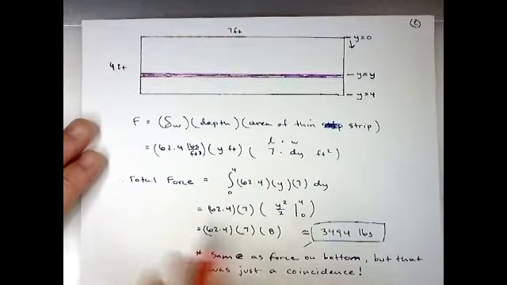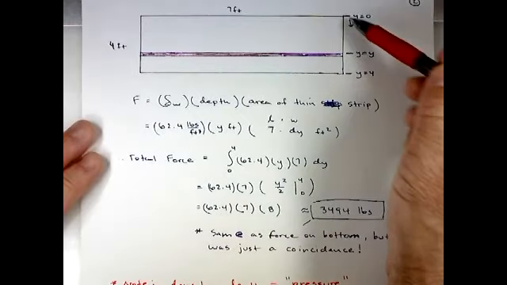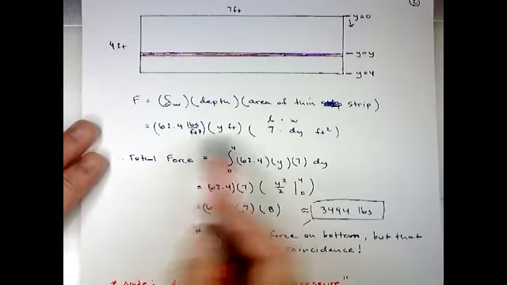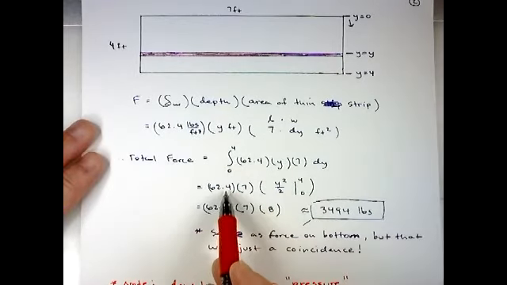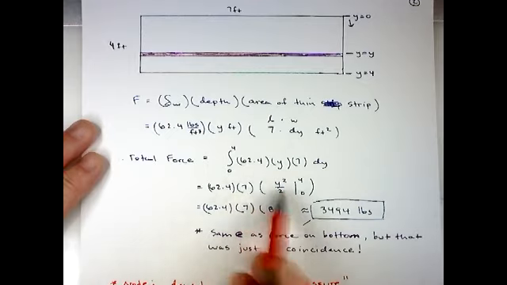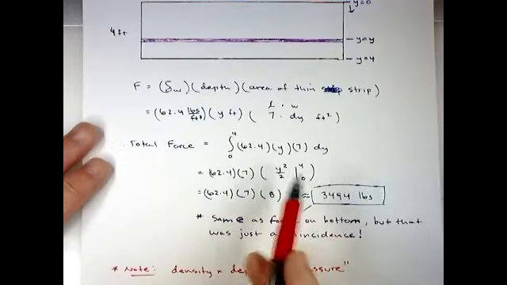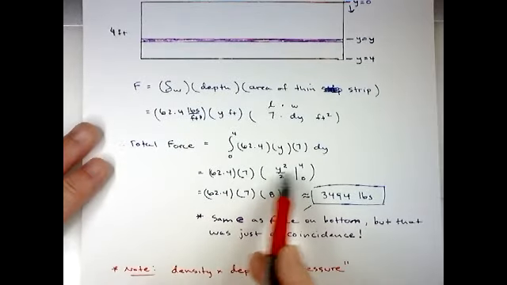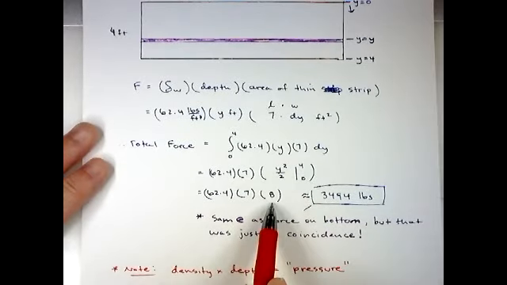Then if I want to find the total force, I would integrate this formula right here from 0 to 4. The 62.4 and the 7 can come out of the integral, and you just have to integrate y, which is y squared over 2. If you plug in 4 minus 0, you're going to get 16 over 2, which is 8.